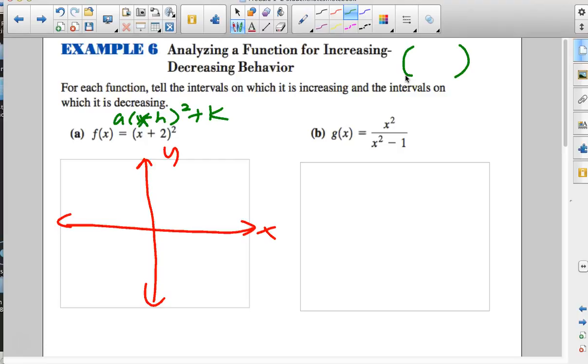Well, if we remember that the x is always the opposite of what we see. So normally we'd say, hey, that's going to be 2 to the right, but the x's are always backwards of that. So we're going to go to the left. And that means that our parabola has a vertex right here. And it's going to look like that. And that's really all we need to talk about decreasing, increasing behavior as we go through that.